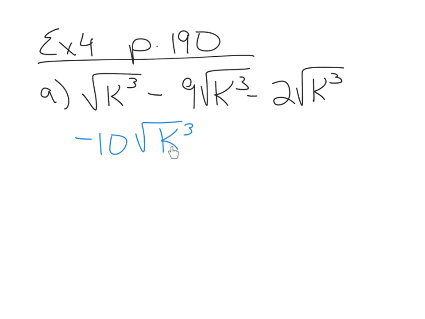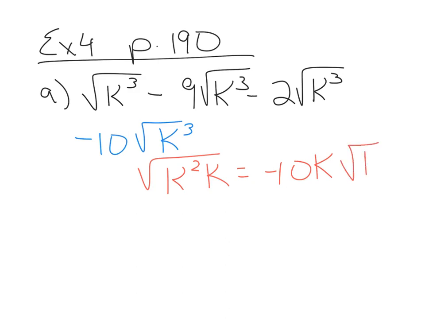simplified because there's a perfect square in here. K cubed can be separated out to be k squared times k, which is a perfect square here. So this will come out to the outside as an extra k. The negative 10 will still be there. So we'll end up with negative 10k square root of k. Just to recap, this negative 10 is still here. This k cubed got separated to be k squared.